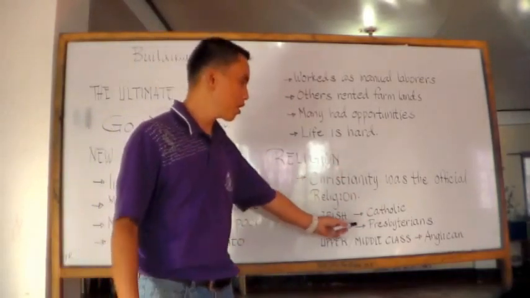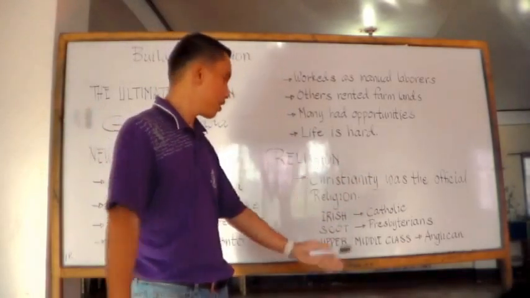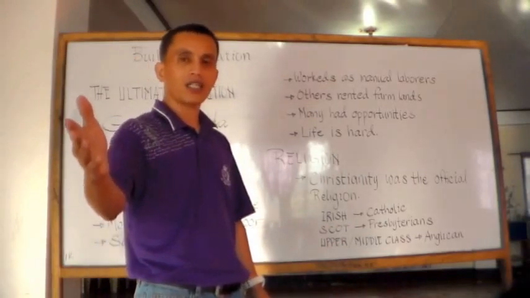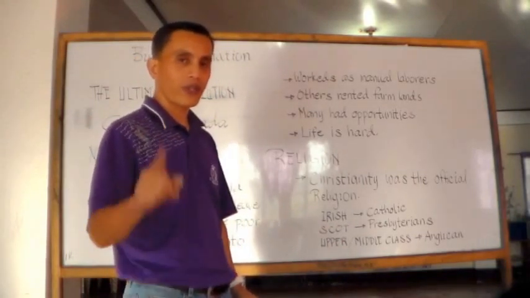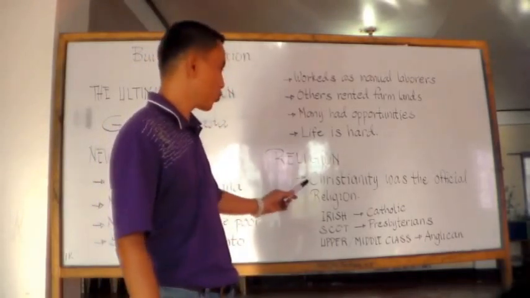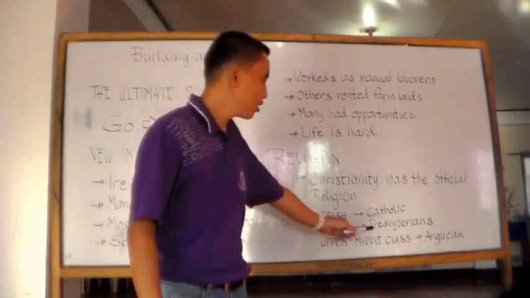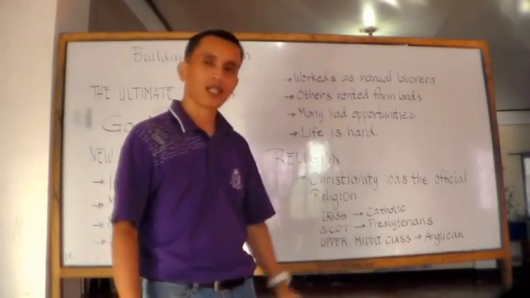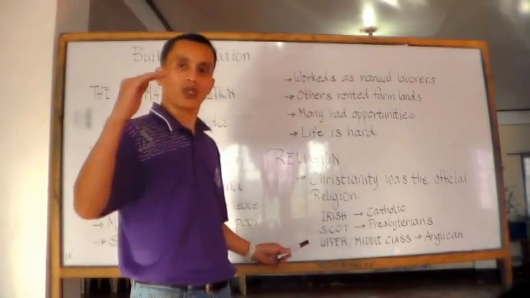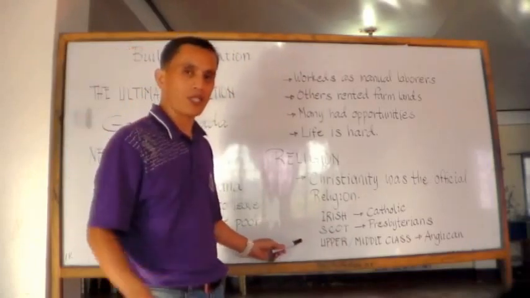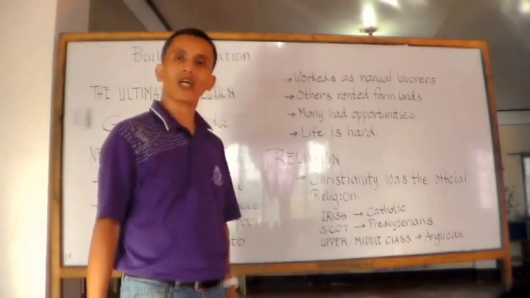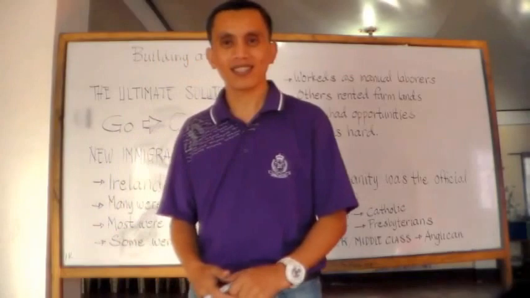But the Scots believe in the Presbyterian way. Upper and middle class, they believe in the Anglican way of life. The official religion in Canada is Christianity, but the official church is Anglican. Why? Because the aristocrats are here. The aristocrats rule the territory or the colony. All right?